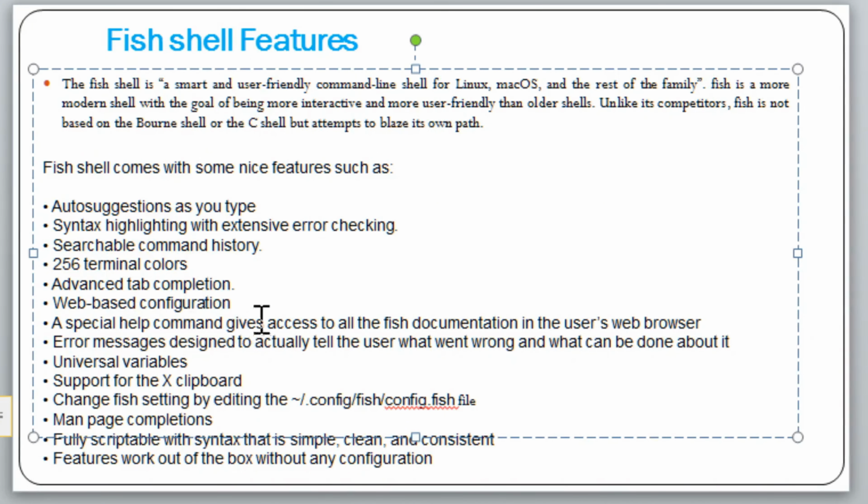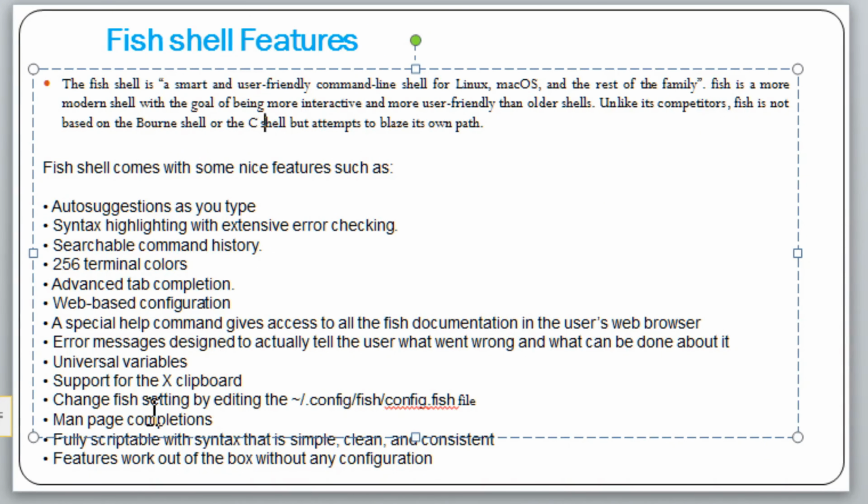A special help command gives access to all Fish documentation in the user's web browser. Error messages are designed to actually tell the user what went wrong and what can be done about it. Normally in Linux you'll just see "command not found" or very vague or general errors. Fish shell will give you more in-depth details about what happened. Universal variables, support for the X clipboard.